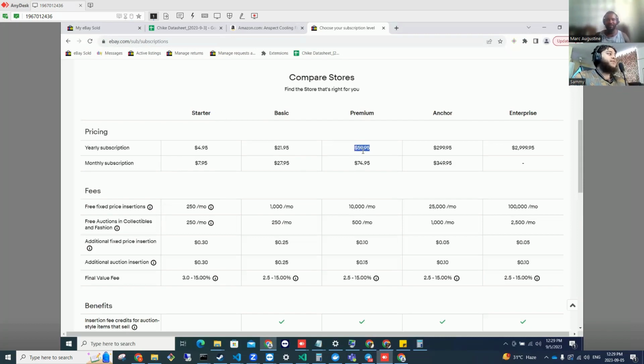Always buy the yearly. You've got to be committed. Buy the yearly. This business will last, you don't need to worry. But yeah, that's what we did. That's why I'm keeping an eye on the basic, how many listings we're putting up.